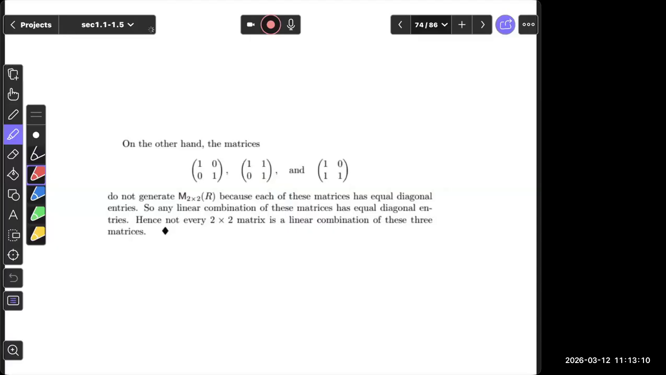And please note that if you have only three matrices, you can generate some matrices in M sub 2 by 2, but not all of them. So those three are not sufficient. You can check.